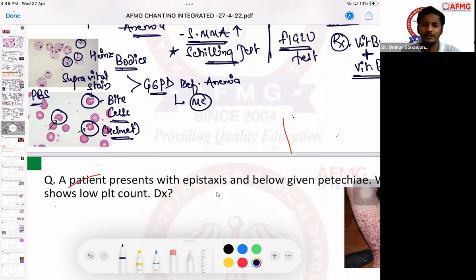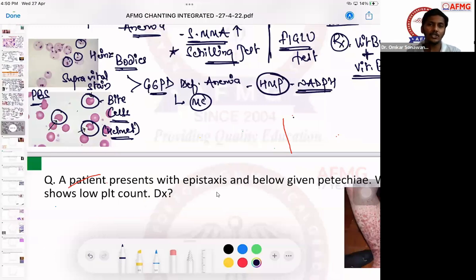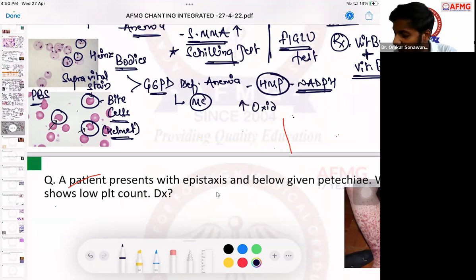Very good. G6PD is an enzyme used in the HMP pathway, the hexose monophosphate shunt pathway, and in the HMP pathway there is production of NADPH, which is used for neutralization of free radicals. But if there is deficiency of G6PD, the HMP pathway will not work, NADPH is not produced, and therefore there is increased free radical injury or oxidative damage of the RBCs. That will cause hemolytic anemia in a patient with G6PD deficiency. What would be the triggers?